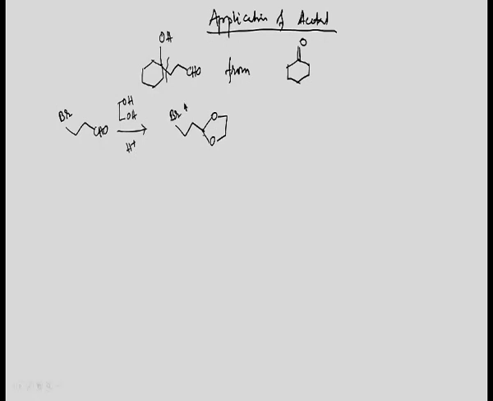And now if you put magnesium in ether, then you get the Grignard reagent. Now you can react with cyclohexanone. So after reaction with cyclohexanone, and you can do the hydrolysis, you get this product.